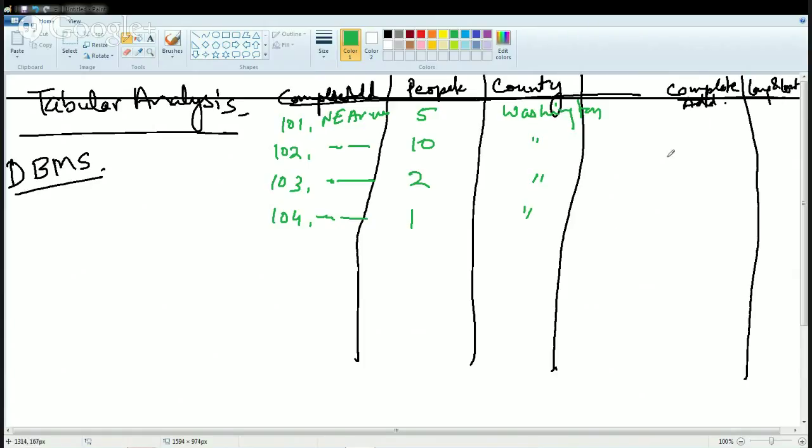Then I have table 2, where I have repeated information of the complete address. So I have Northwest Avenue 101, 102, 103, and 104. Now based on this, I have latitudes and longitudes, this degree north and this degree east, for all these 4. Now we would be understanding 2 separate concepts.